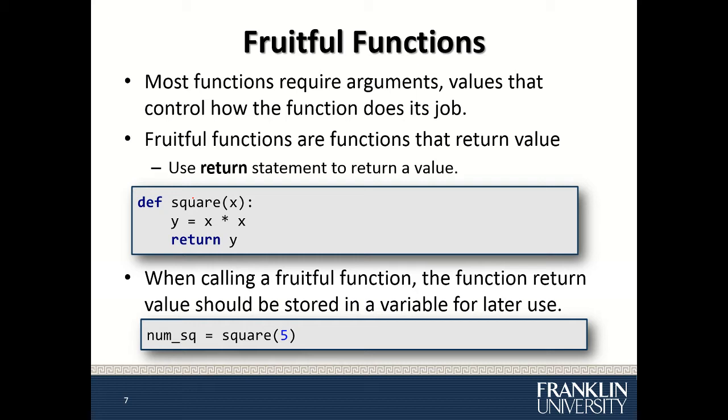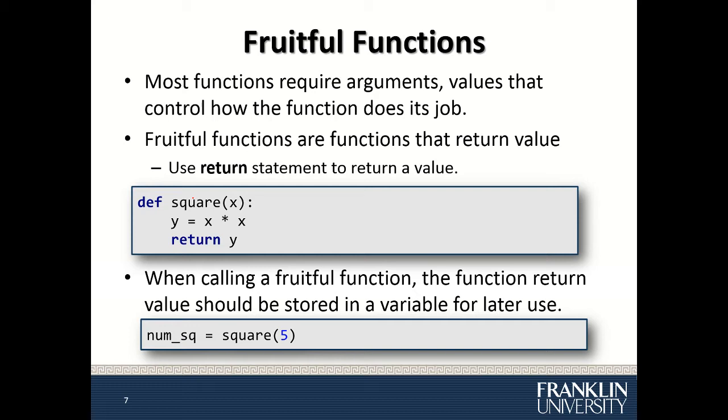Most functions require arguments, values that control how the function does its job, and some functions do not return anything, like the greeting function you just saw, but most functions do. We call it a fruitful function, a function that returns a value. To return a value, we use a return statement. For example, in this square function, the square function returns the value y, which is the square of the input parameter.